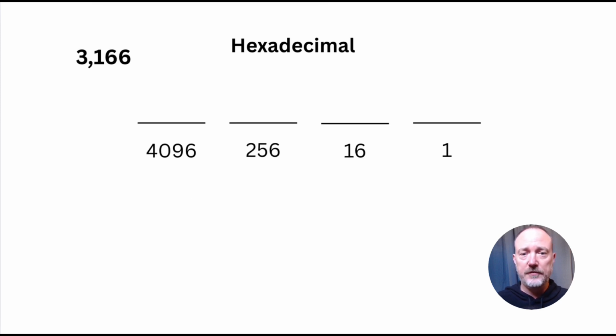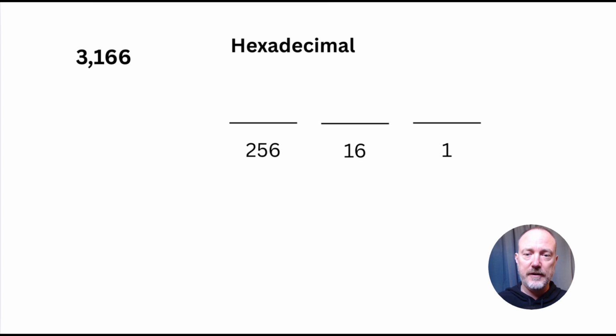So we'll take the decimal number 3166 and convert that to a hexadecimal character. The first thing we need to do is figure out how many places we are going to need. Well, 4096 is larger than 3166, so we don't need that place at all. So we know that this is going to be a 3-digit hexadecimal value.